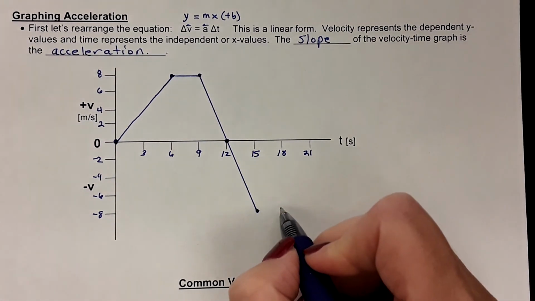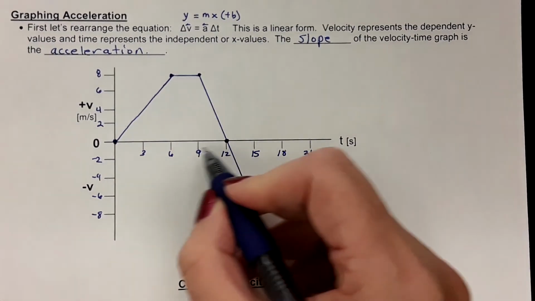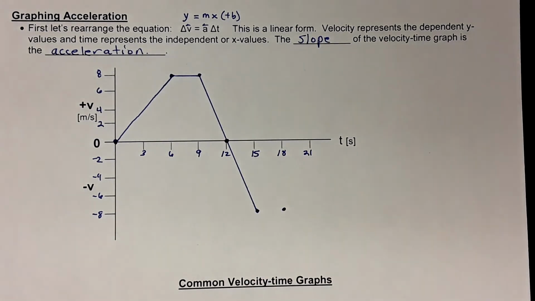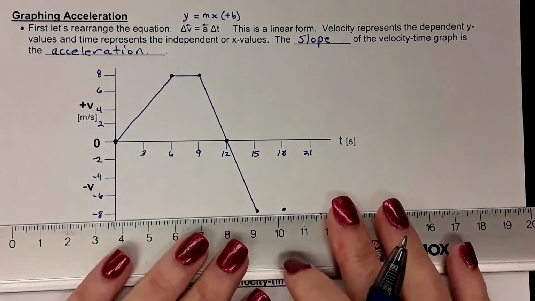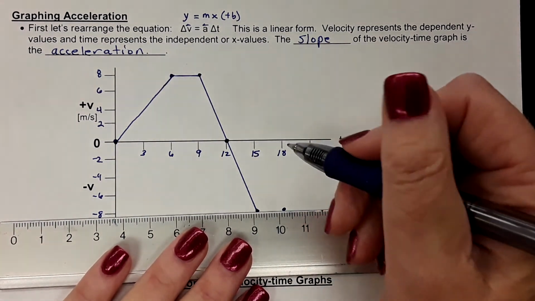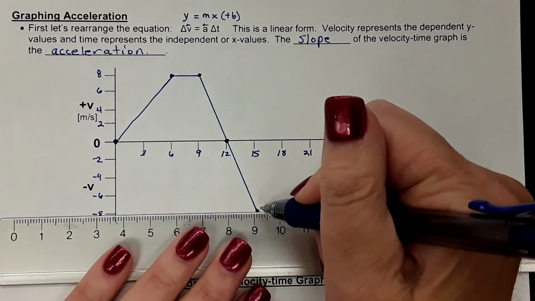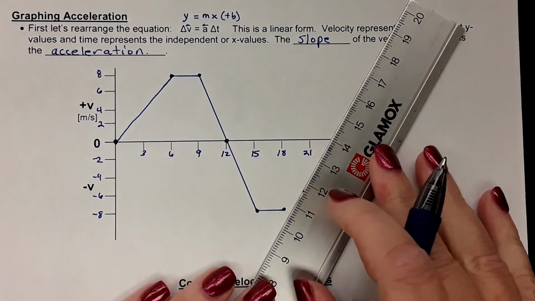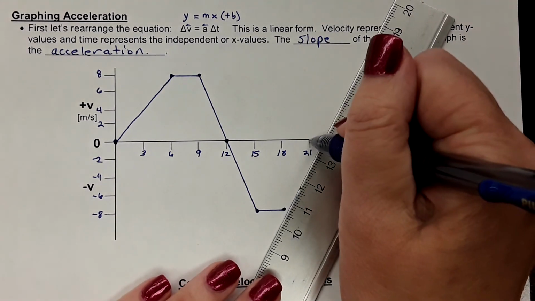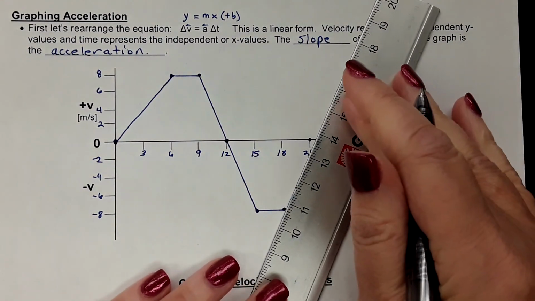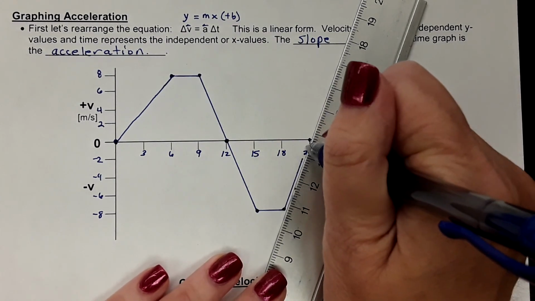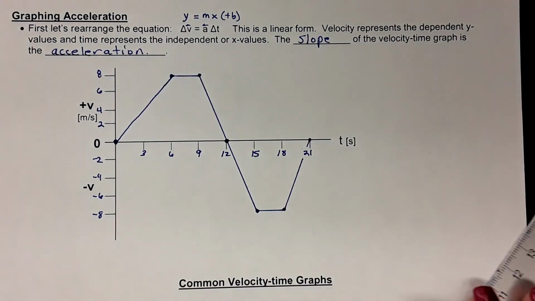Make one more point at 18 and -8. I don't know why I did it this way, but I did. It just looks like the mirror image, more or less, just below the x-axis instead of above. And then the last one we're going to do goes from that point over here to 21 seconds on the x-axis. Just like that. Okay?